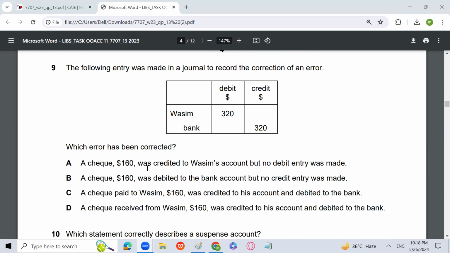Rather, that is also not the answer because the check paid to Wasim, yes, Wasim to bank. What we have done is bank to Wasim. Now we will do again Wasim to bank, but with double the amount. Complete reversal of entries. So C is the answer.